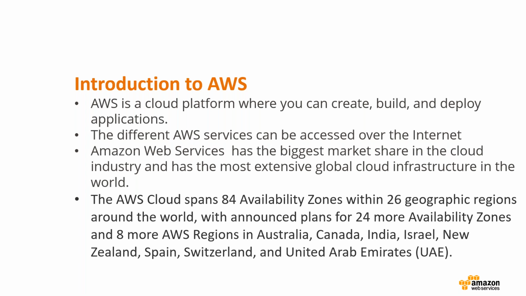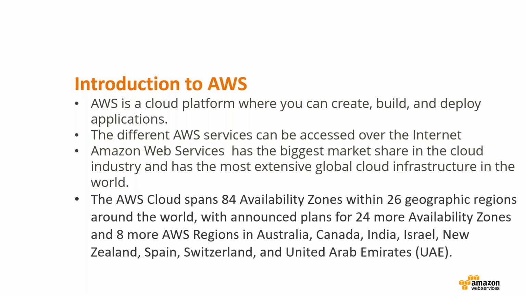Normally we have 4 types of clouds, not normally as products, I'm just comparing. First one is AWS, second is Azure, third is GCP, fourth is Oracle. Fifth is a private cloud, OpenStack. Out of these clouds, the biggest market in the world is AWS, because AWS spans the globe in 84 availability zones within 26 geographical regions around the world.